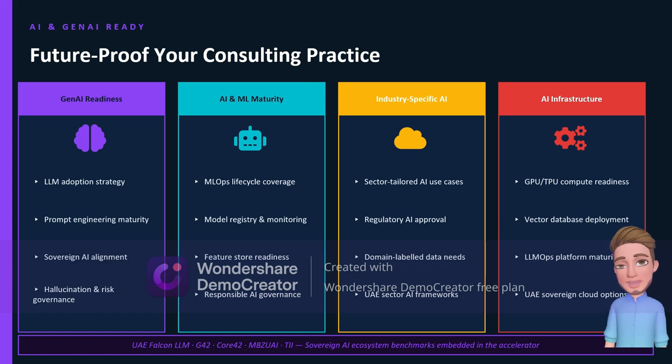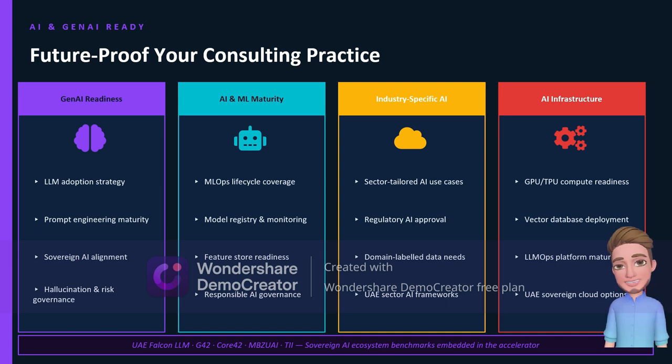This is where the accelerator truly separates itself from anything else available in the market. Four of the 12 domains are dedicated to AI and generative AI: GenAI readiness, AI/ML, industry-specific AI, and AI infrastructure. No other DNA maturity framework covers the depth of AI capability assessment.